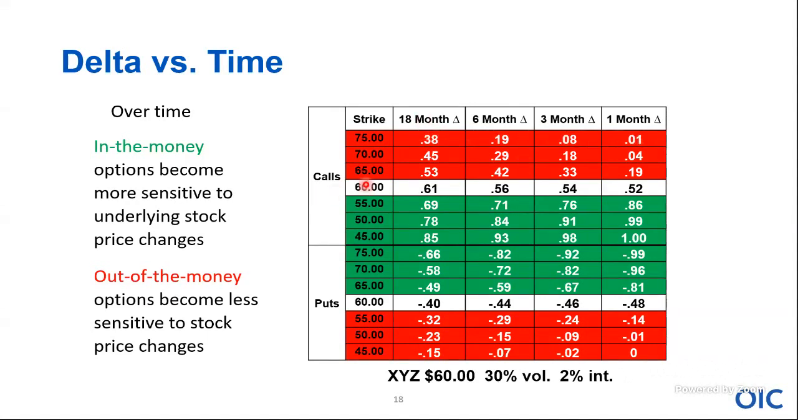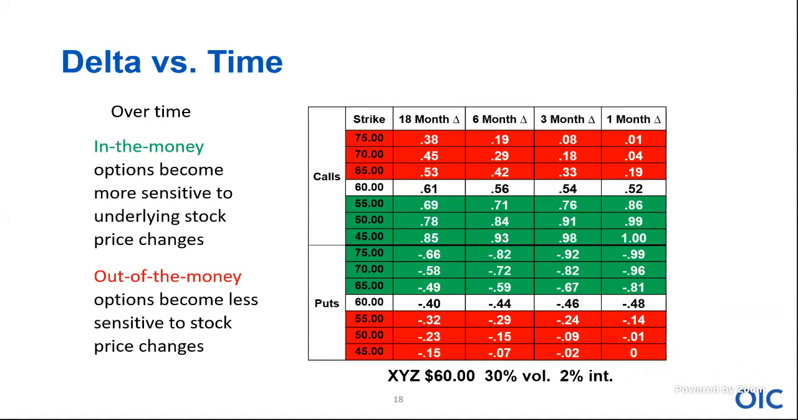If the stock goes from 60 to 61, well, that's still pretty far away. With only a month left, that has almost no effect on the option price at all. So very low deltas as you get closer to expiration. That's just a nice snapshot of how, as time changes, even if the stock doesn't move at all, you can see changes in the delta of an options contract.